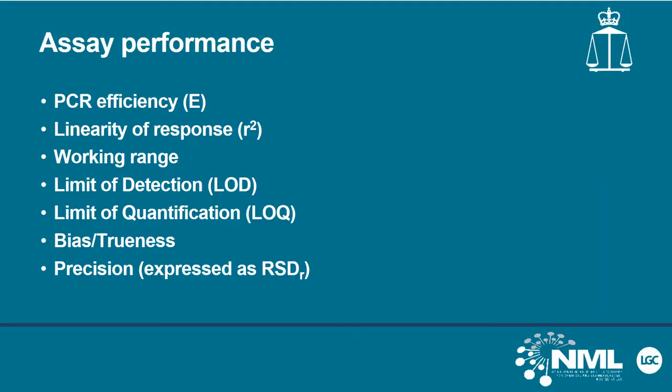Assay performance may be evaluated by examining a number of key performance parameters which include the PCR efficiency, linearity of response, working range of the assay, limits of detection and quantification, degree of any measurement bias, and the level of assay precision. In the following section, guidance, best practice and recommendations will be provided for determining the values for each of these parameters.